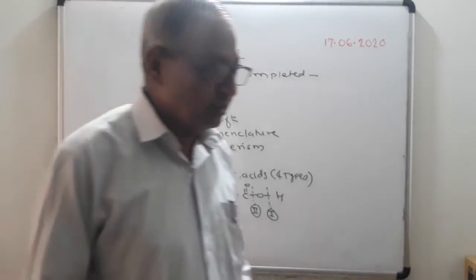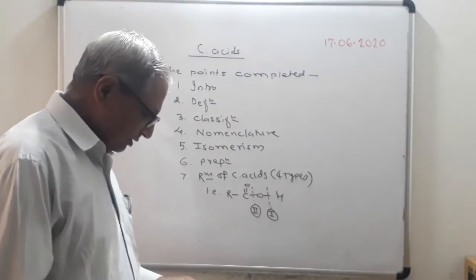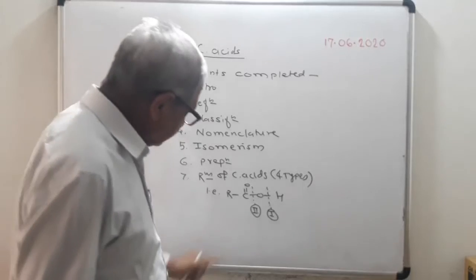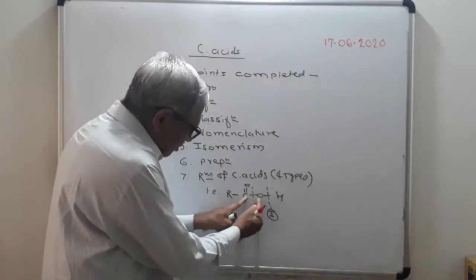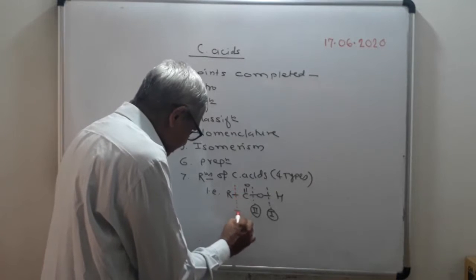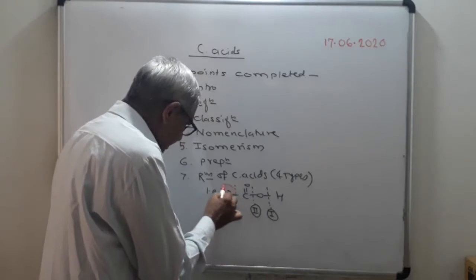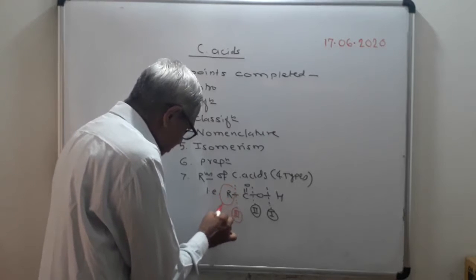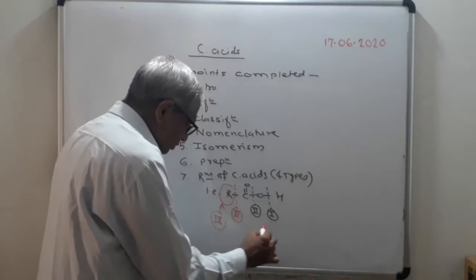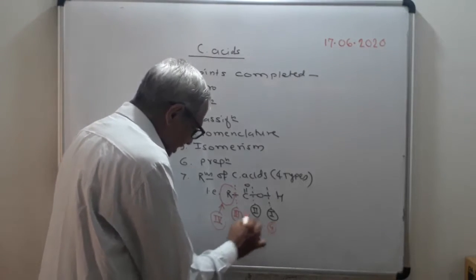Carboxylic acids undergo 4 types of reactions. First, reactions involving the breaking of the carbon-oxygen double bond. Second, reactions involving breaking of the carbon-oxygen single bond. Third, reactions involving the carbon-carbon bond. And fourth, reactions involving the hydrocarbon part. So we learn these 4 reactions.